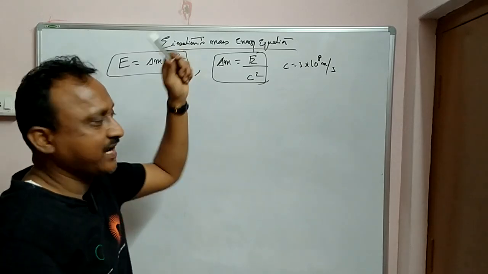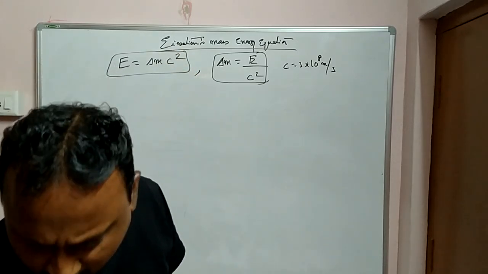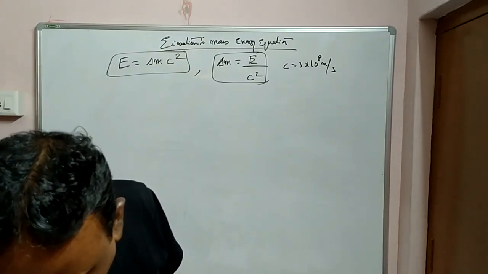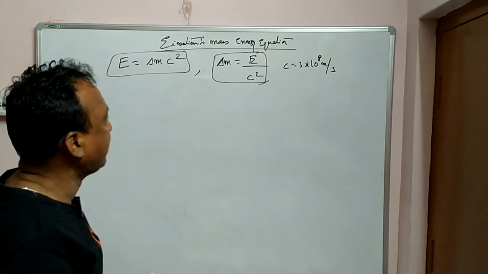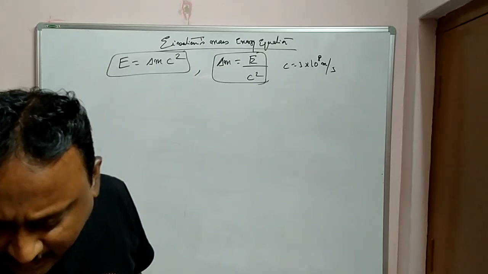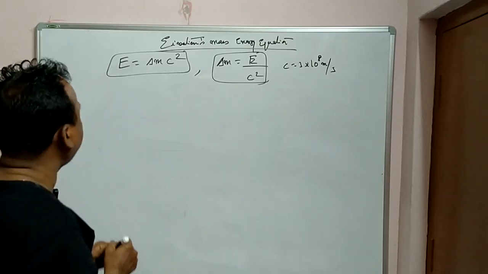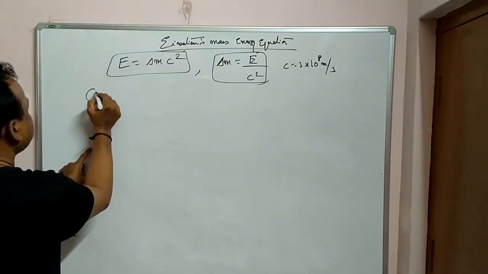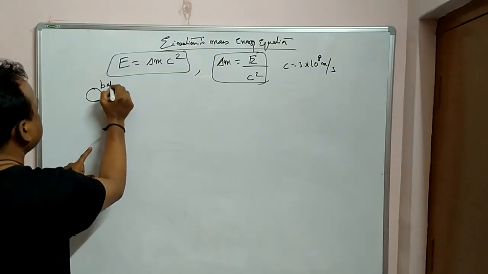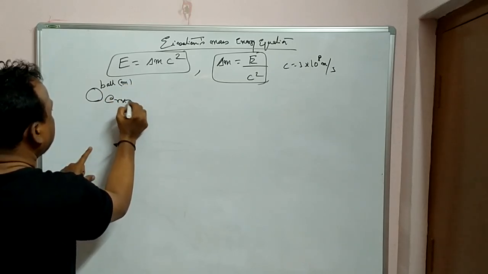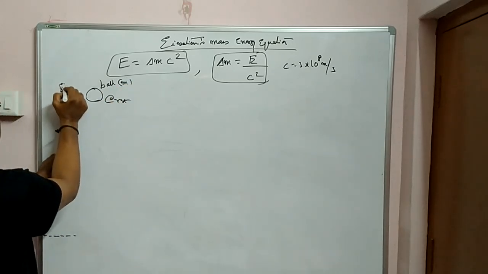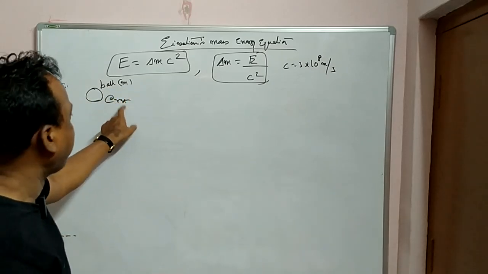Now what is delta m here? The delta m is called as mass defect. I will tell you why this mass defect has come up. Let us try to explain with a small example. For example, this is a ball having some mass m at rest.